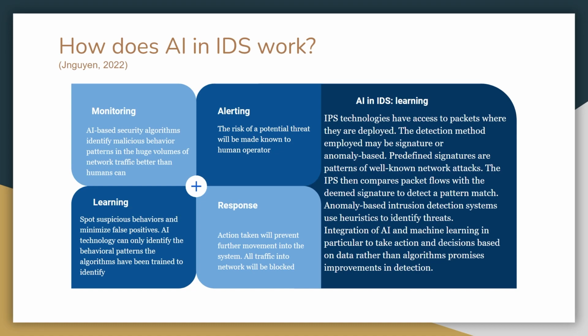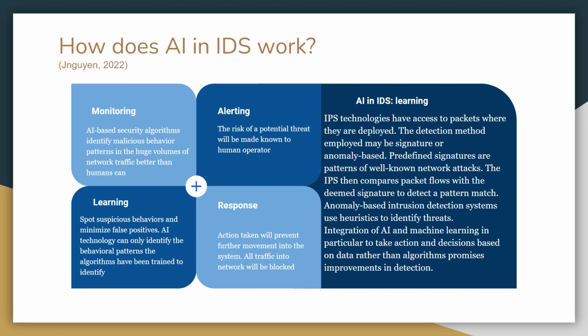The drawback in this is that this technology can only identify the behavioral patterns that the algorithms have been trained to identify. The IPS can identify malicious traffic only if a signature matching that specific malicious traffic has been installed. No signature means no detection. This means the IPS cannot detect attacks whose signatures have yet to be developed. However, the ability of AI, and machine learning in particular, to make decisions based upon data rather than the set rules and algorithms promises to yield significant improvements in detection.